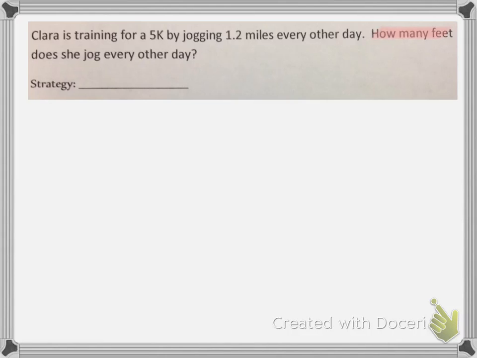Well, we want to know how many feet she jogs, so I'm going to underline or highlight that question. And then I'm going to underline any important information. And you know what? There's something confusing in this question. There's a 5K. We don't need that number. So if that number is confusing to you, cross it out. All right? So let's look. She's training for a race by jogging 1.2 miles every other day. And we want to convert that to feet. So we are converting miles to feet.